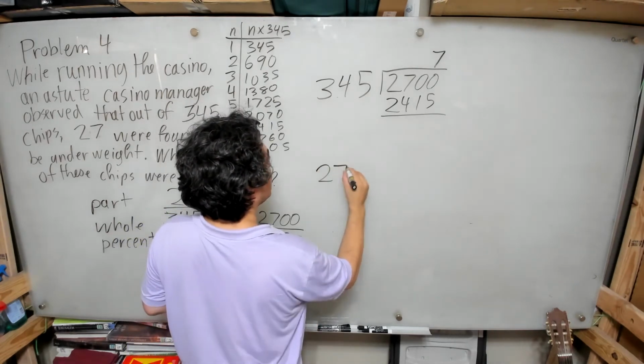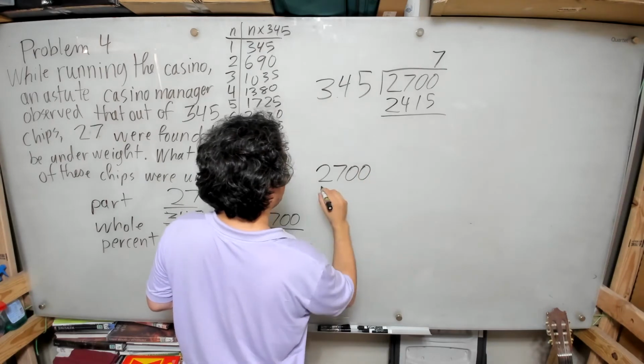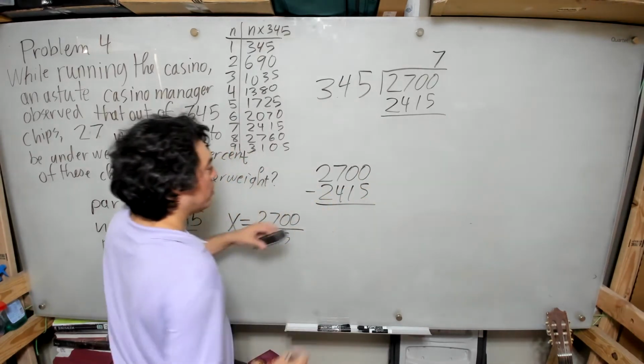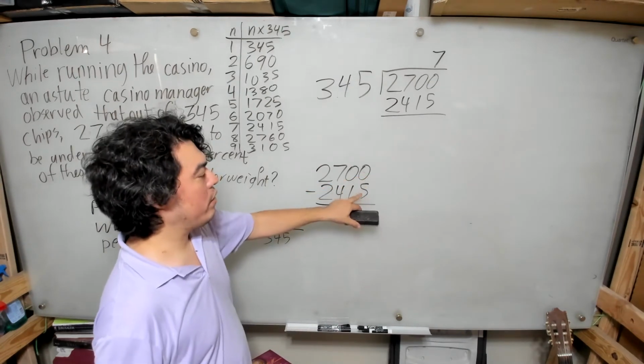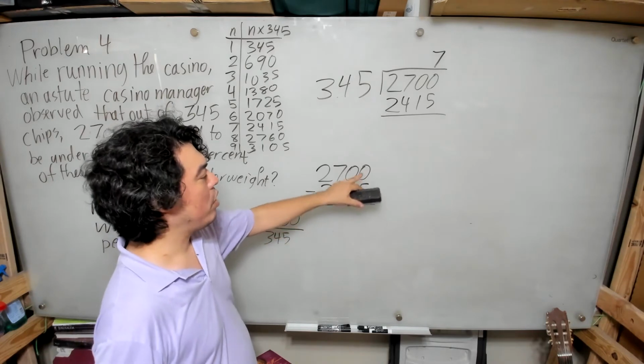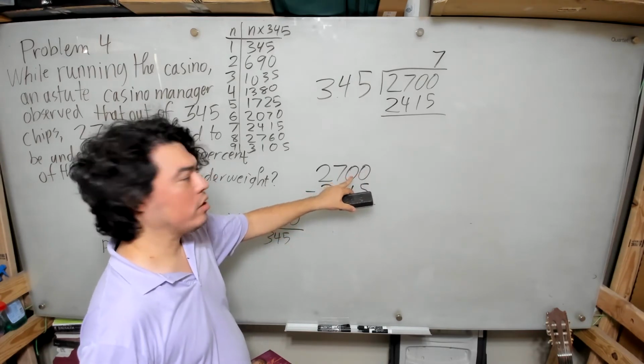So 2700 minus 2415. Okay. So I want to take away 5 from 0, but I can't, right? Because 0 is less than 5. So I want to borrow from here, but there's nothing here. So I'm going to borrow from here.